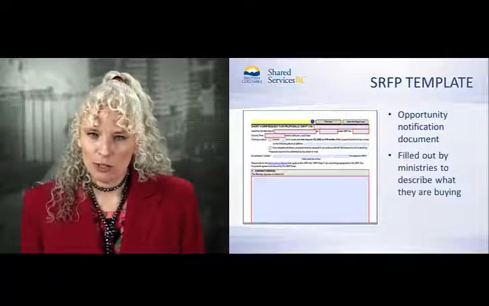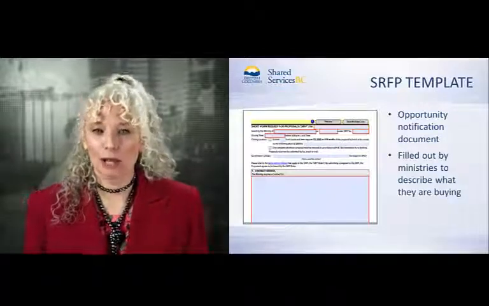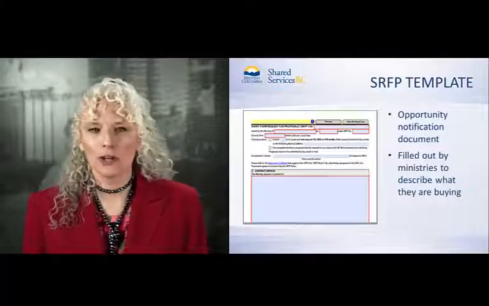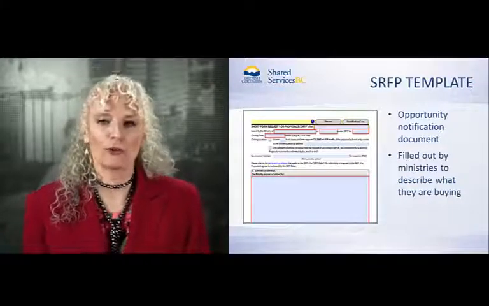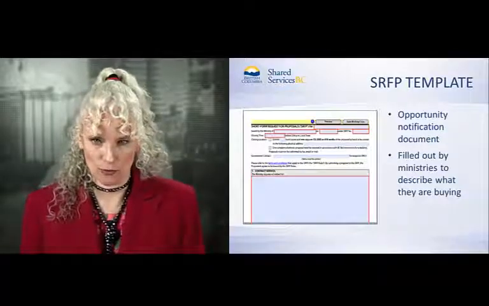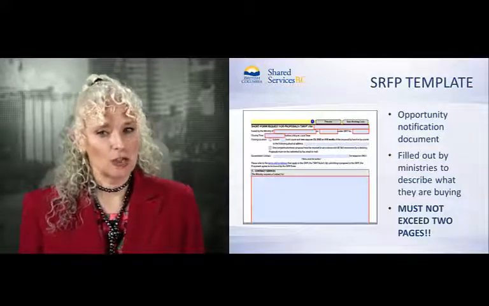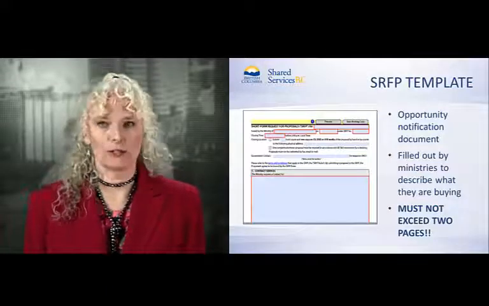It's filled out by the ministries describing what it is that you're planning on buying. And it also sets some parameters for vendors, things like whether or not subcontractors will be allowed in the form of contract that you intend to use. Now, keep in mind, this document must not exceed 2 pages. That's a critical piece of it.